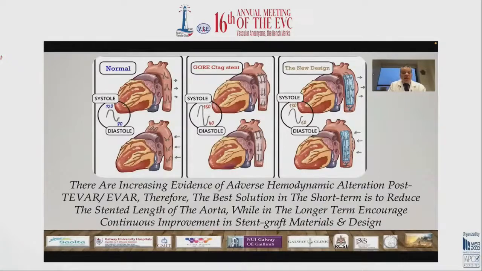So the whole idea here is that we need to design a new graft. The whole idea is to prevent this wide pulse pressure and congestive cardiac failure, and allow a graft that gives back the elastic recoil to the aorta in order to fill the coronaries and prevent the cardiovascular problem. There is increasing evidence of adverse hemodynamic alteration post-TEVAR and EVAR. Therefore, the best solution in the short term is to reduce the stented length of the aorta, while in the longer term, encourage continuous improvement in stent graft material and design.